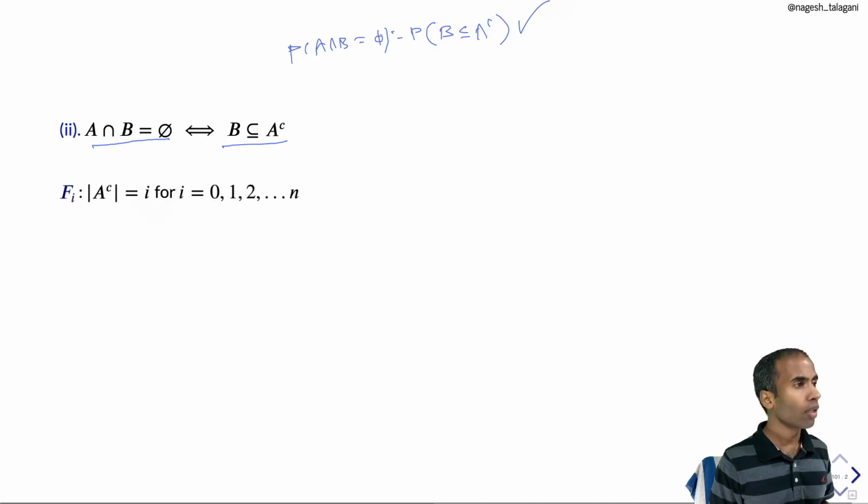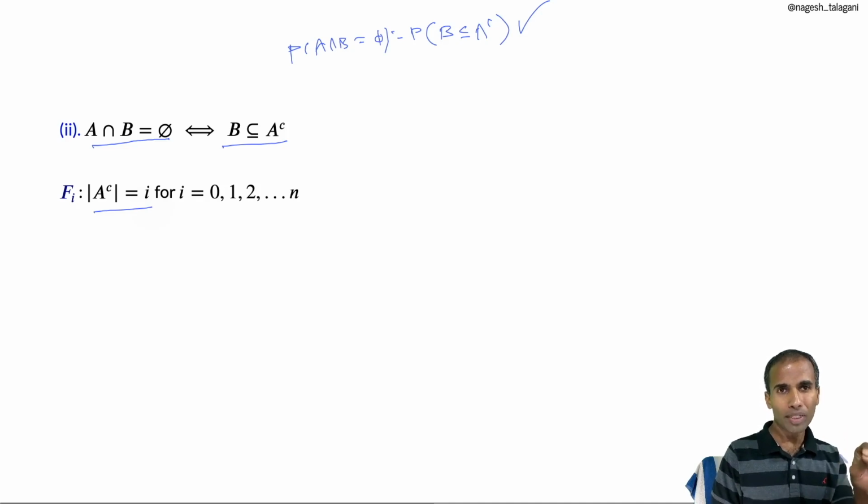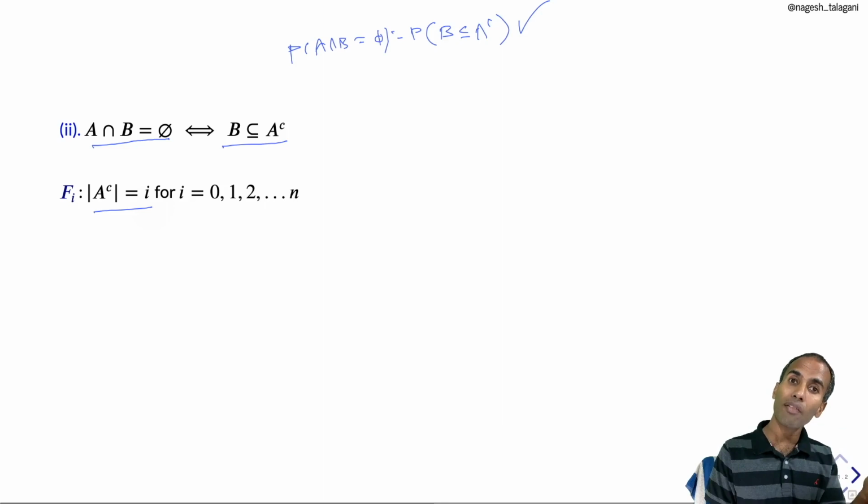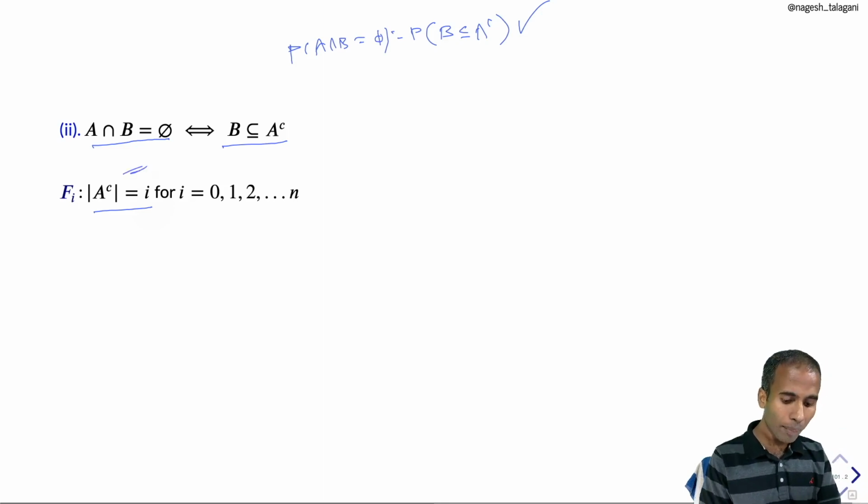Okay, let Fi denote the event that A complement has size i for i equal to 0, 1, and so on up to n. Here we pick two elements from the power set of S, A and B, and we want Fi to denote the event that A complement has size i, which happens if and only if A has size n minus i.